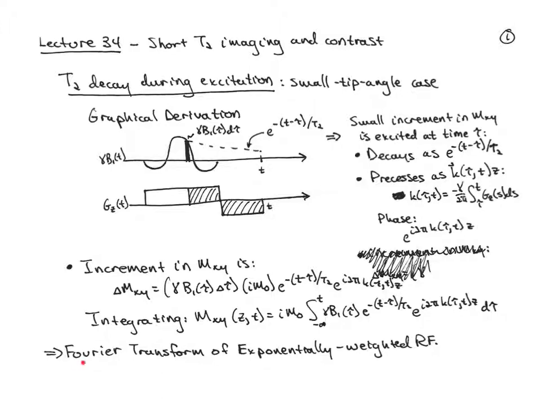So again, what we end up with then is the same thing as a small tip approximation expression, but we have this additional T2 weighting. So what we have overall is a Fourier transform of an exponentially weighted RF pulse.